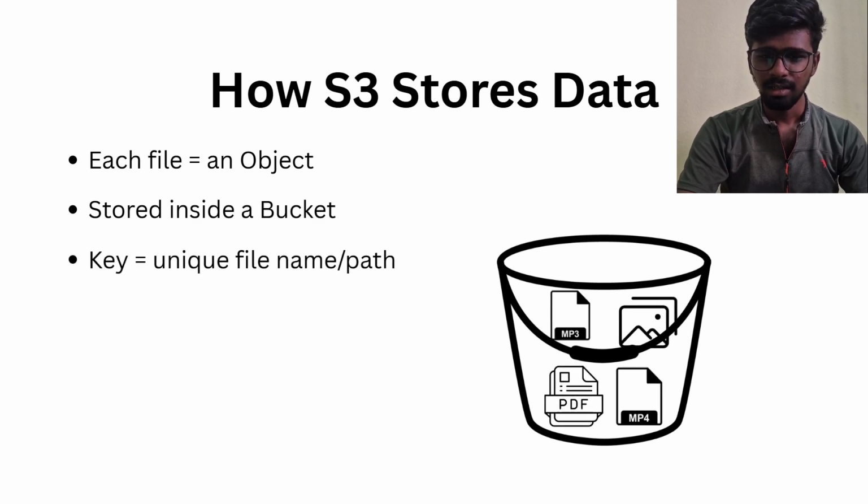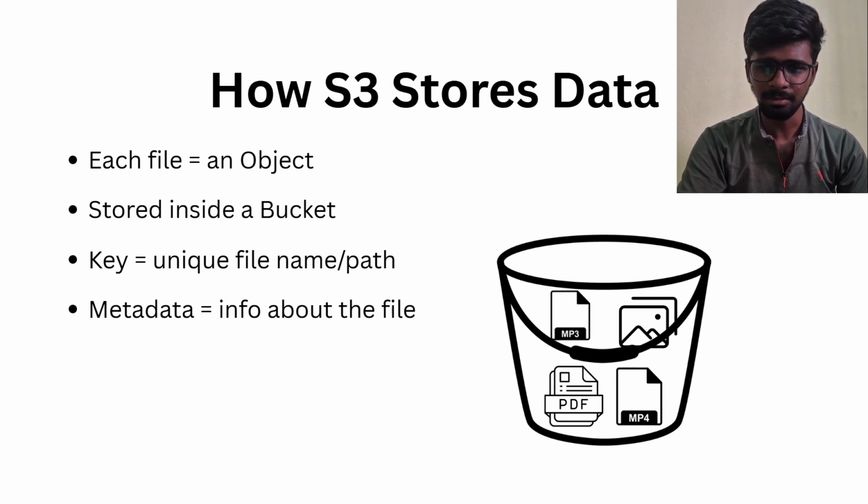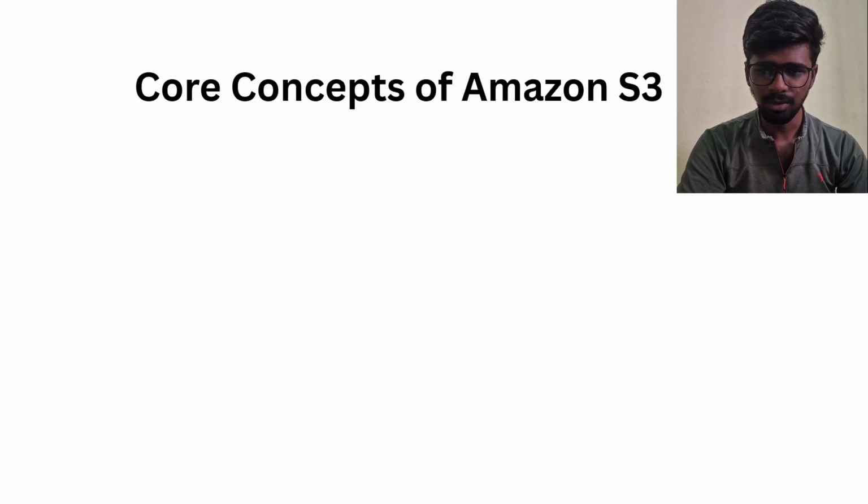Every object gets a key. This is basically the unique file name or path that helps S3 find your specific file among millions of others. And finally, each object has metadata. This is extra information about the file, like its size, when it was uploaded, or custom tags we might add. Pretty organized, right? Let's put it all together with four concepts you absolutely need to know.